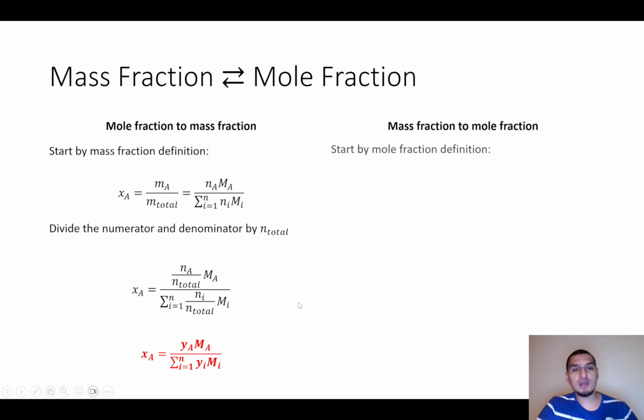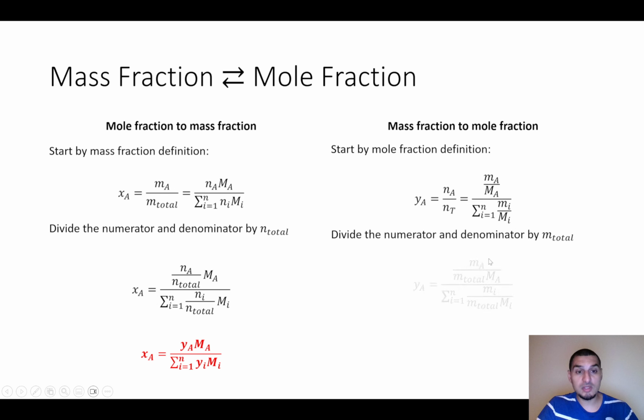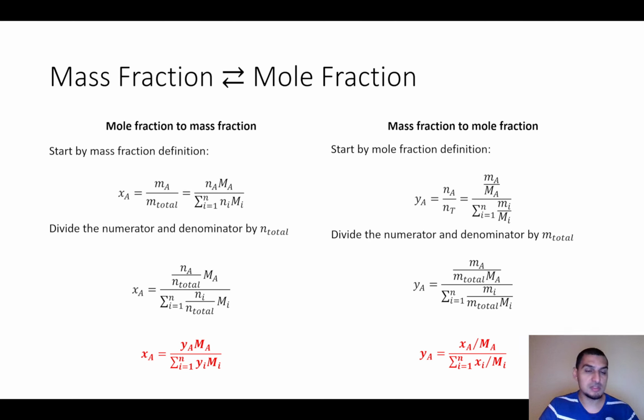The same for mass fractions to mole fraction. You can start with this equation, n over n total, which is Ma over molecular weight of A. You can divide up and down, or the numerator and denominator, by m total. So you have x over molecular weight of A divided by sum of x divided by molecular weight of I. Anyways, this is an extra thing. If you want to do this, it's fine. If you don't want to do this, go with the basis, which is a more systematic thing to do.